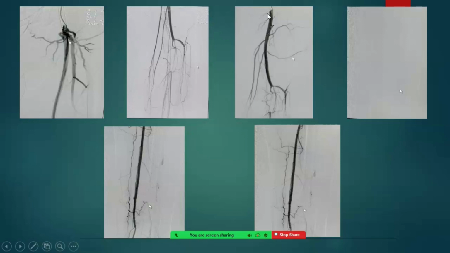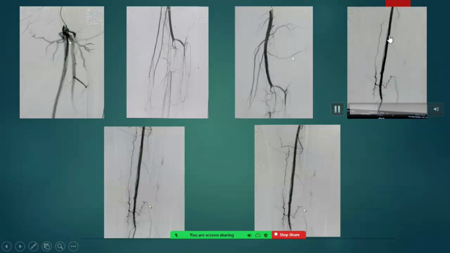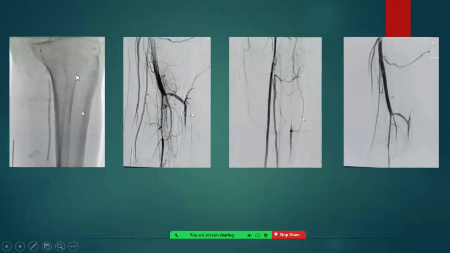But by the antegrade approach, we were not able to cross this lesion. Then we took the retrograde puncture of the posterior artery. From the posterior artery, we were able to negotiate the wire into the popliteal artery and the distal SFA. We did the balloon angioplasty. After the balloon angioplasty, there is a relatively complete formation of this posterior artery, it is patent, and there is also filling of the peripheral artery by collaterals. So a good result is there in the BTK disease.